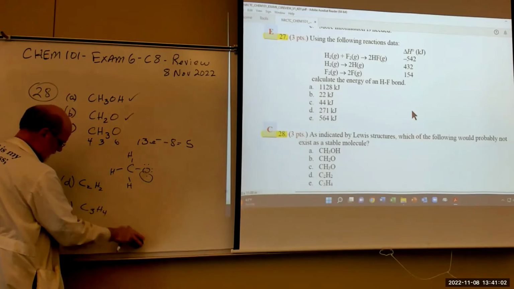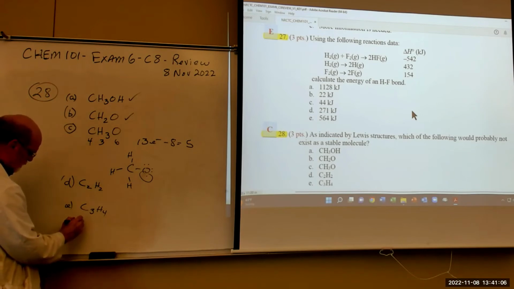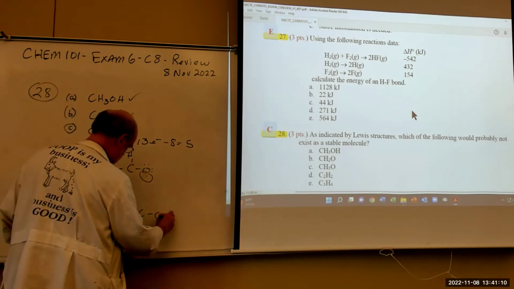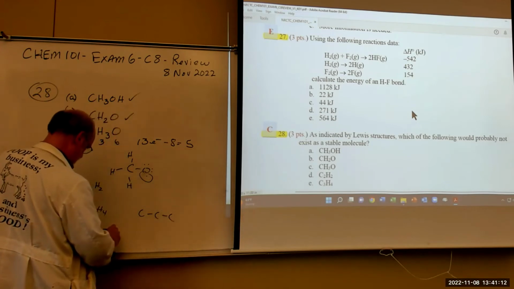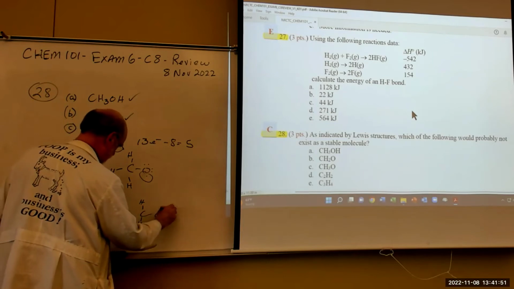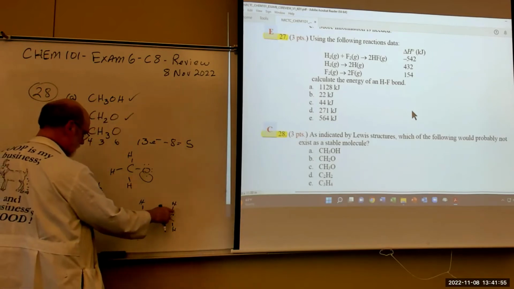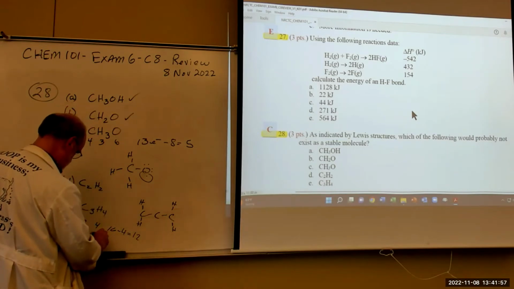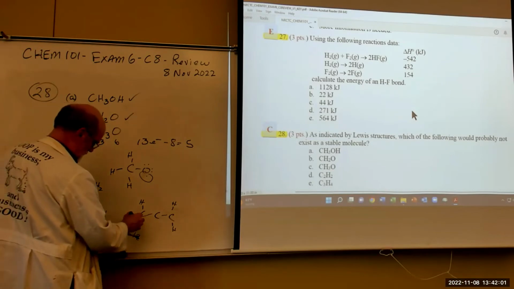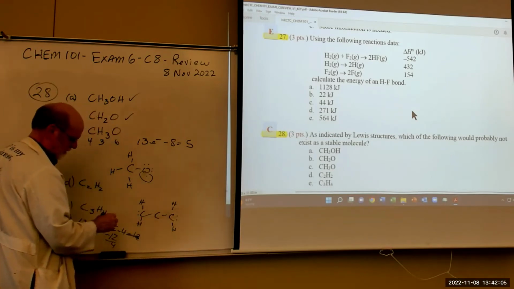And I was trying to do it too fast. This would be 3 times 4 is 12, 4 is 16. So we have C, 4 hydrogens. There we go. 2, 4, 6, 8, 10, 12. 4. So we got 1, 2, 3, 4.